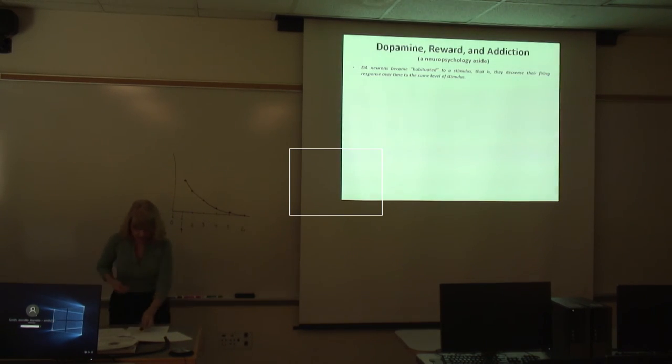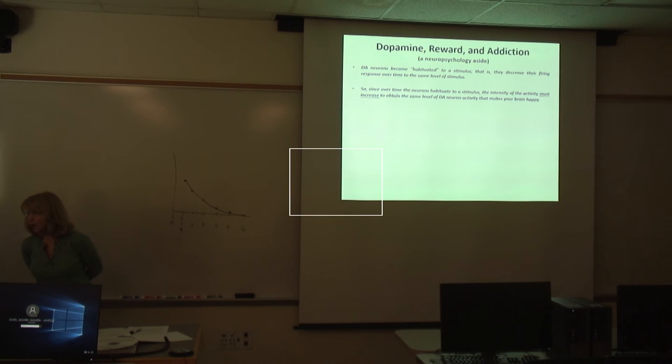So this is some summary remarks that I have about this whole thing. And that is, dopamine neurons become habituated to a stimulus. That is, they decrease their firing response over time to the same level of stimulus. And therein lies the crux of the addiction issue. That's kind of like it right there in a sentence. Since over time, neurons habituate to a stimulus, the intensity of the activity must increase to attain the same level of neuron activity that makes your brain really happy. So as a result, it takes more gambling, sex, shopping, or eating to evoke the same dopamine neuron firing response.